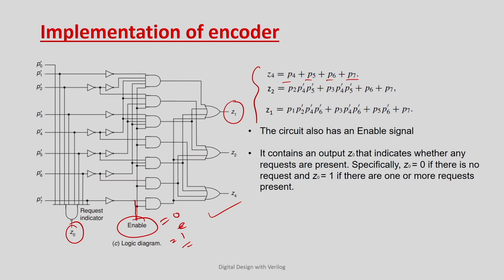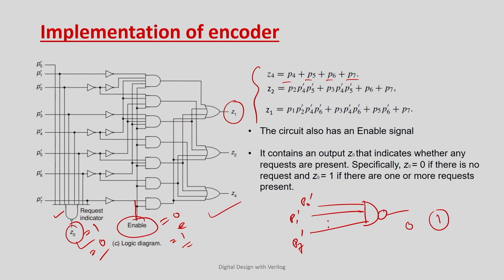To differentiate this, I just create one more output Z0, which is basically a negation of each of the values. Right. So I put a NAND gate, this is my NAND gate, and I put P0 bar, P1 bar to P7 bar here. What does this mean? If any of the values is 1, then its complement will be 0, right? And if one of the inputs is 0 in this NAND gate, your output will be 1, right? So what does this mean? If Z0 equals 1, that means there is at least one request. And if all of them are 0 and their complements are all 1, then the output will be 0, right?